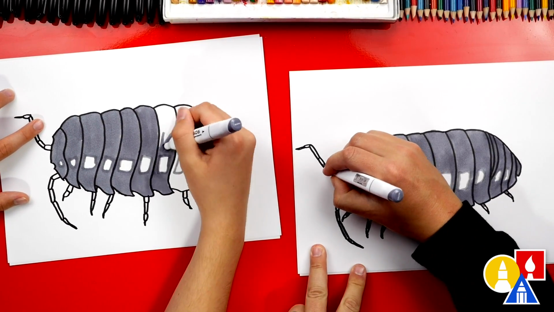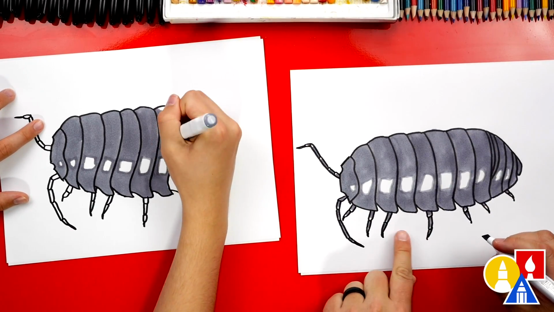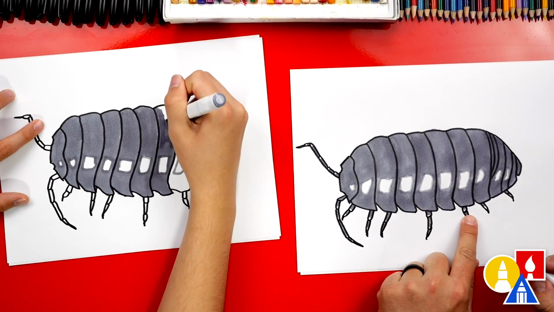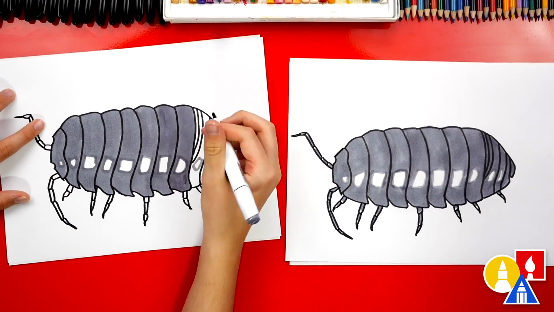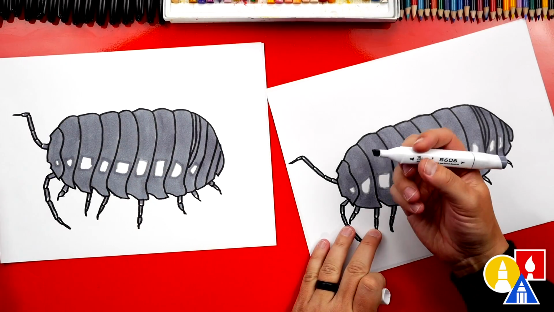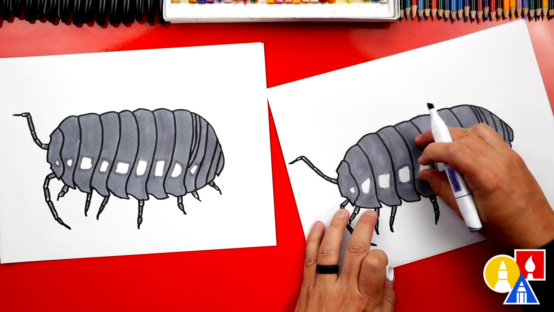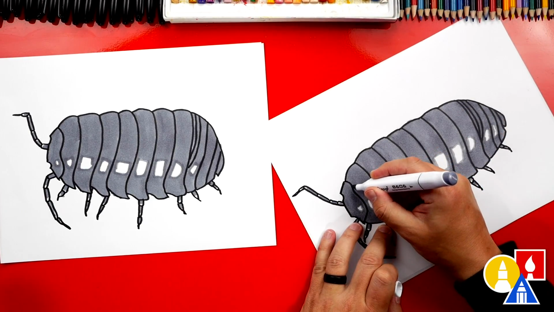On the legs and also the segments on the antenna, I'm leaving a little highlight at each break in the segment, just to make it look shinier. Now with the same gray marker, we're gonna add a reflection on our pill bug to make it look even shinier. We're gonna start here on his head.